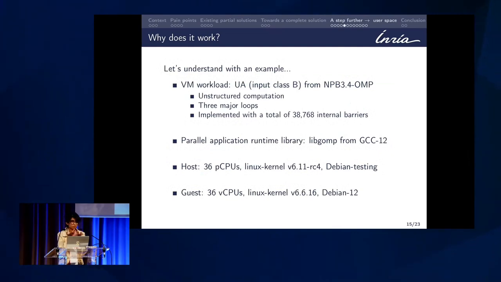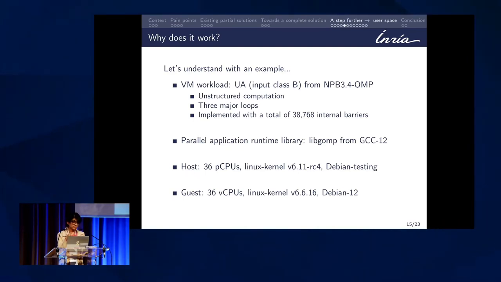Okay, so why would it work? To understand that, let's take an example. The well-known NAS parallel benchmark suite has an OpenMP implementation. I have selected an application called UA, and I'm running it with a reasonable input size, class B. I selected this because it has unstructured computation, and you have three major loops, essentially, which are parallelized using 40,000 internal barriers. So it's very fine-grained in the way OpenMP achieves parallelization for this benchmark.